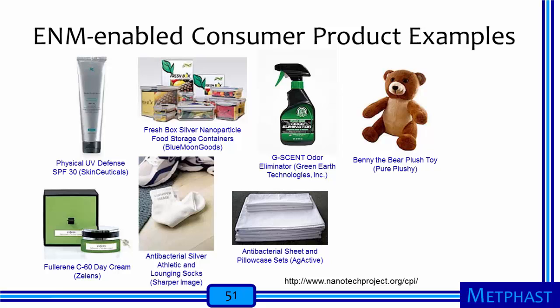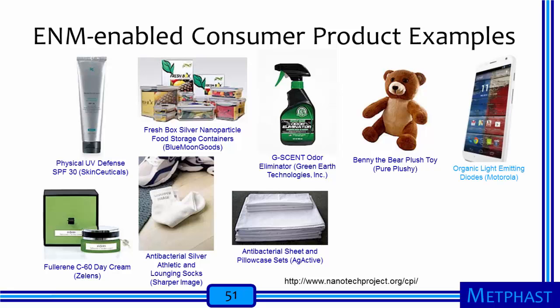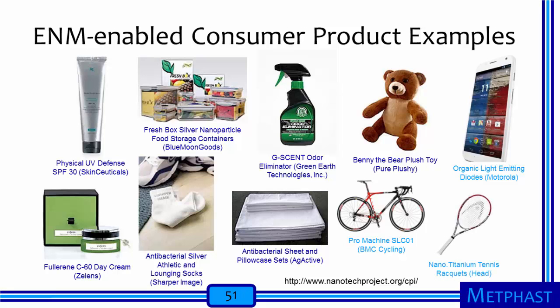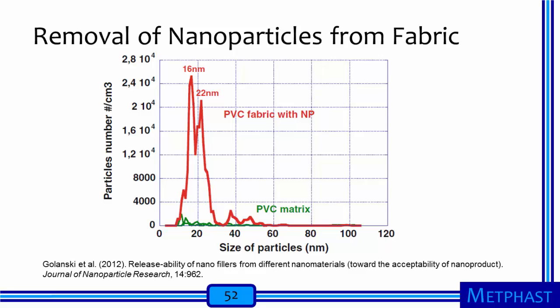Nanoproducts that are much less likely to expose users to engineered nanomaterials include electronic products and sporting goods like bicycles and tennis rackets. It should also be noted that nanocomposites and materials with nanocoatings may also be drilled, sawed, or sanded by consumers and not just workers. Let's look at examples of a couple of products that may release nanoparticles to which consumers could be exposed.